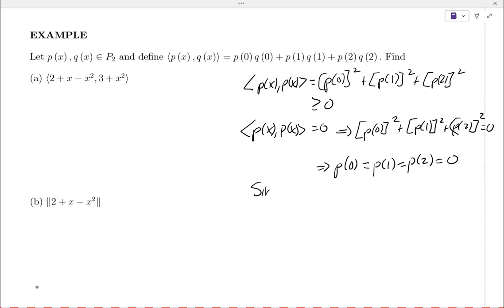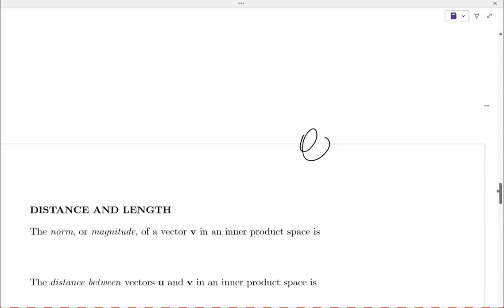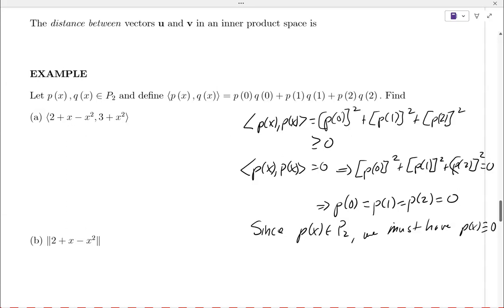So since p of x is in P2, we must have p of x is the 0 polynomial. And I don't know why that jumped on me. There you go.